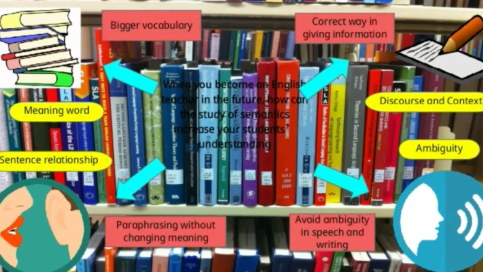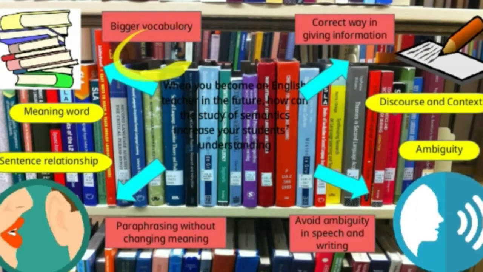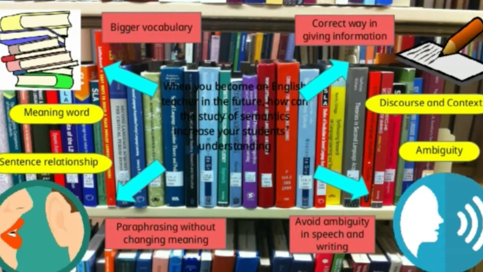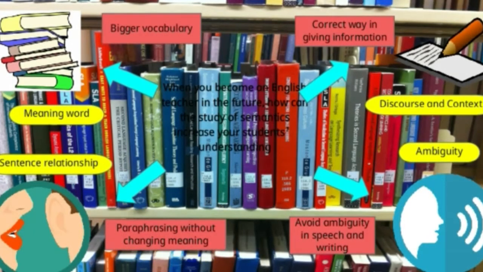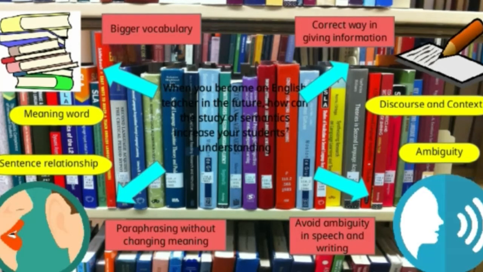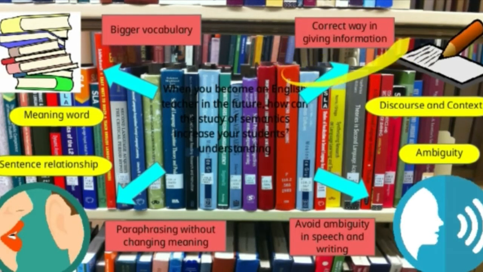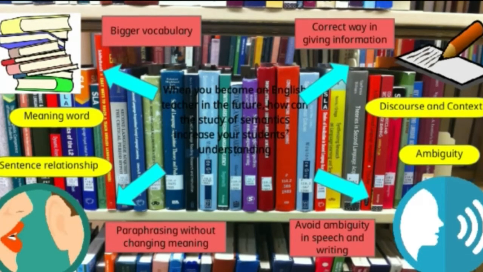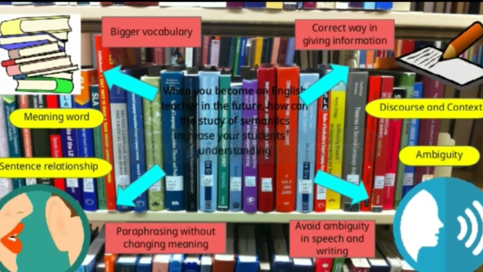Through word meaning, students will improve their vocabulary by learning synonyms, antonyms, homonyms, and many others. Meanwhile, in sentence relationships, they will get to learn about paraphrasing, which is very important, especially in reading and writing. Discourse and context, on the other hand, will enable them to realize that not all similar words are applicable in any circumstances. Last but not least, exposure to semantics will avoid ambiguity in their speech and writing.